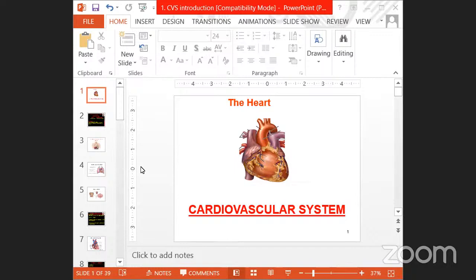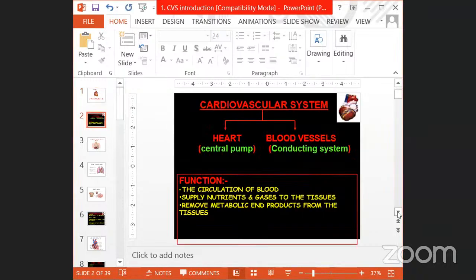Hi, let's start with the cardiovascular system today. In the cardiovascular system, there are mainly two major parts, that is heart and the blood vessels. Heart is the central pump and the blood vessels is the conducting system in the cardiovascular system. So heart pumps the blood and blood vessels makes that blood to reach each and every part of our body.